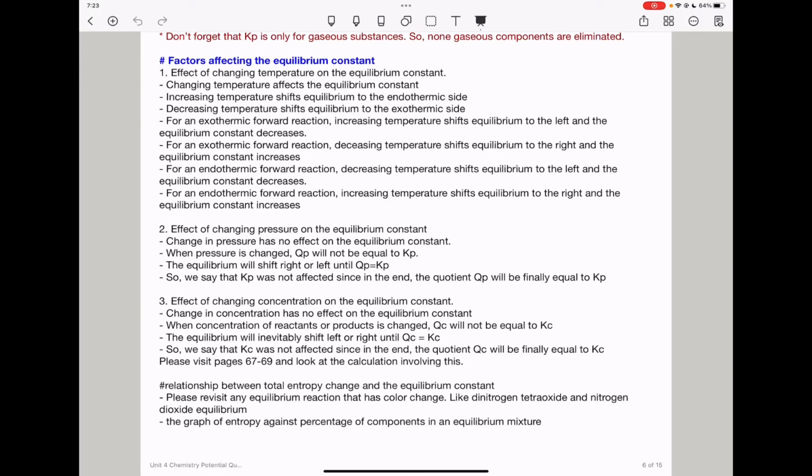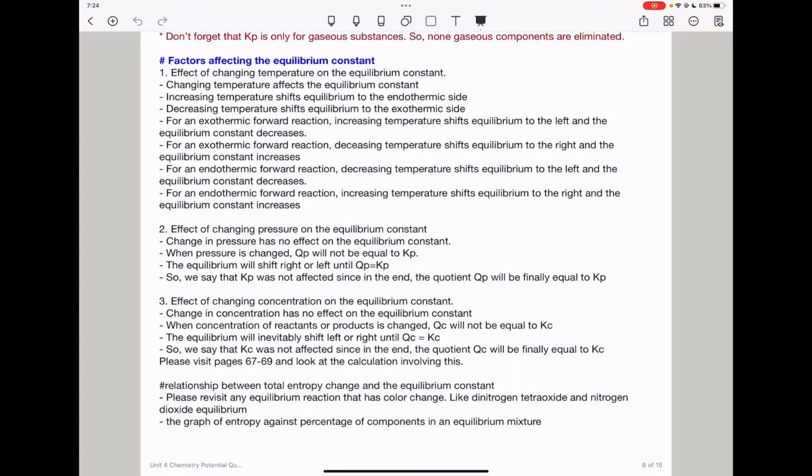Lastly, we need to look at the relationship between total entropy change and the equilibrium constant. Remember the formula linking total entropy change, where we said ΔS total is equal to R ln K. So again, here you need to revisit any equilibrium reaction that has a color change, like dinitrogen tetroxide and nitrogen dioxide. We know that dinitrogen tetroxide is colorless while nitrogen dioxide is brown. So they could ask an equilibrium similar to that, and ask you if these conditions are changed, what will be the color observed in the reaction mixture.